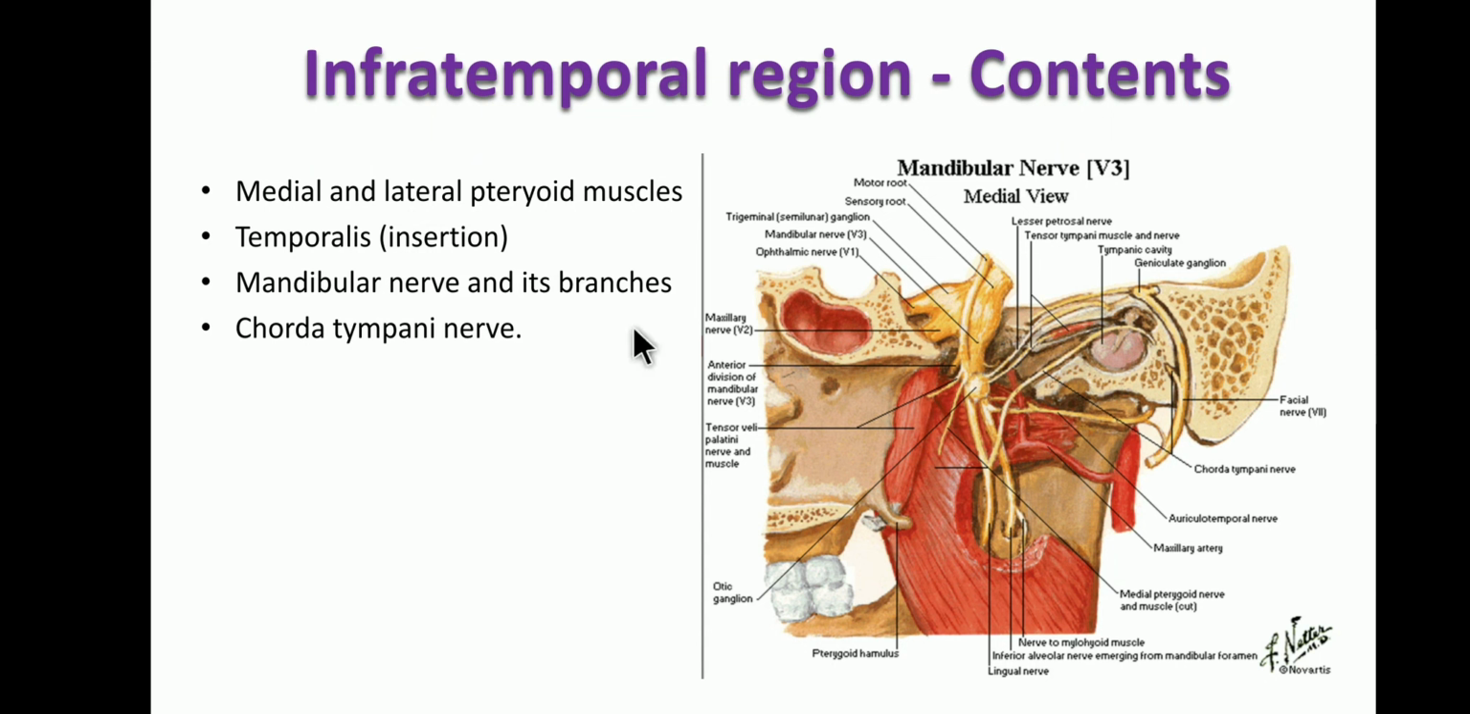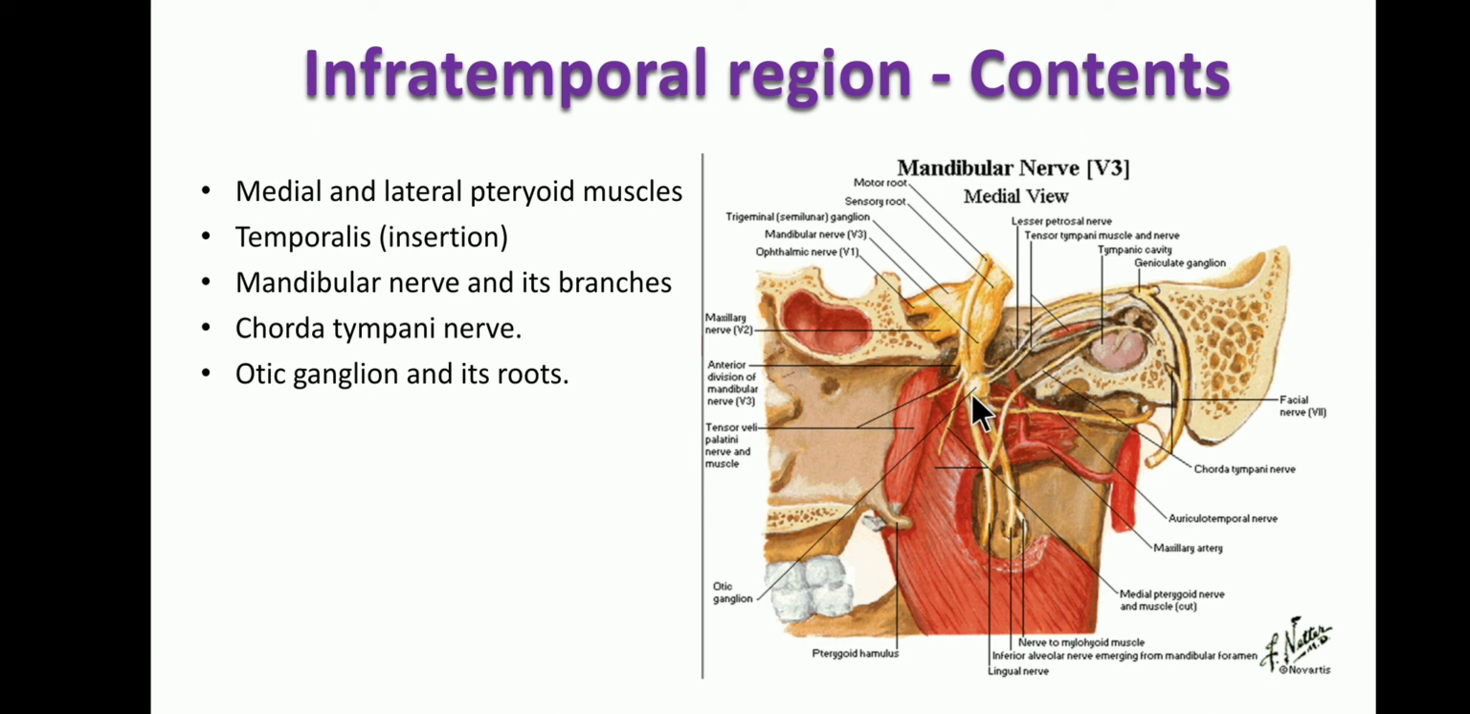So you have the mandibular nerve and its branches. Then you have the chorda tympani nerve, which is actually from the facial nerve. Okay, that is actually from the facial nerve. This is going to carry parasympathetic fibers to the submandibular ganglion and also taste fibers to the anterior two-thirds of your tongue.